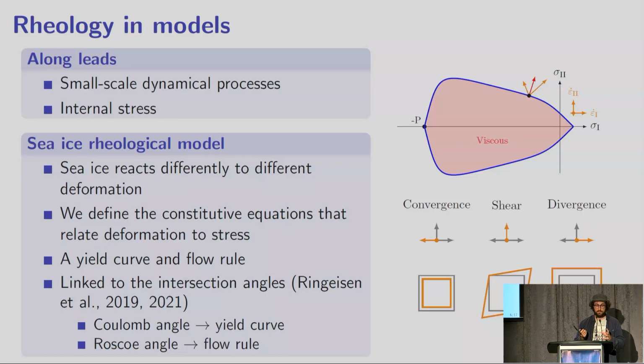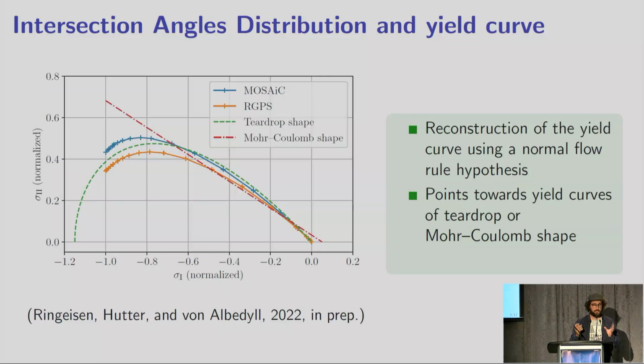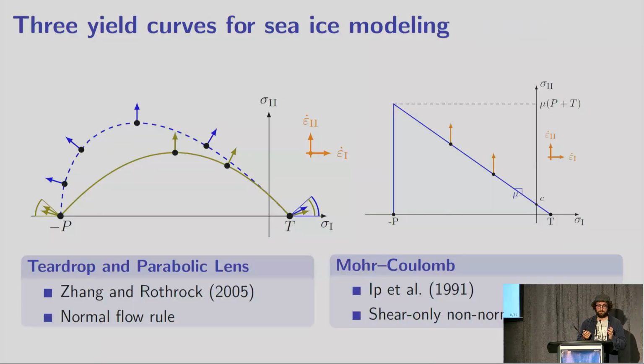But then using these previous results, we can use the PDF of angles that I presented before and try to reconstruct a yield curve from this. This is a bit complicated, so we need to make some hypotheses. For example, that we now use a normal flow rule, a flow rule that's normal to the yield curve. And using this PDF, we can create this kind of yield curve shape and compare it to shapes that have been used in sea ice modeling, and it looks a lot more like a Mohr-Coulomb shape or a teardrop shape. So not like an ellipse shape.